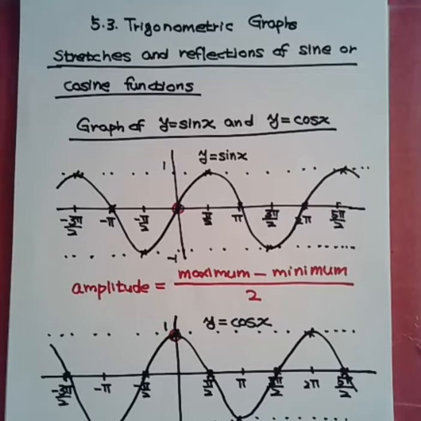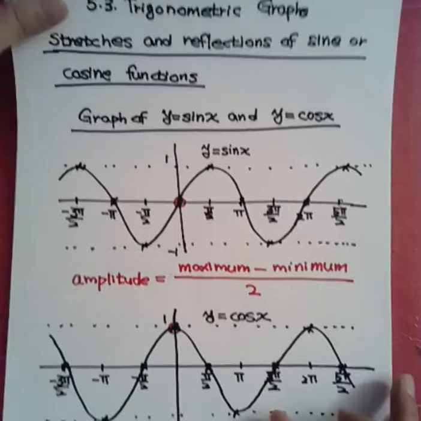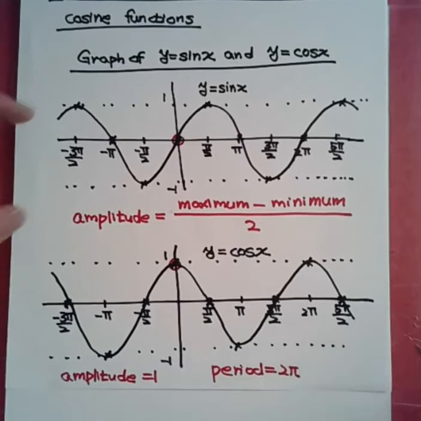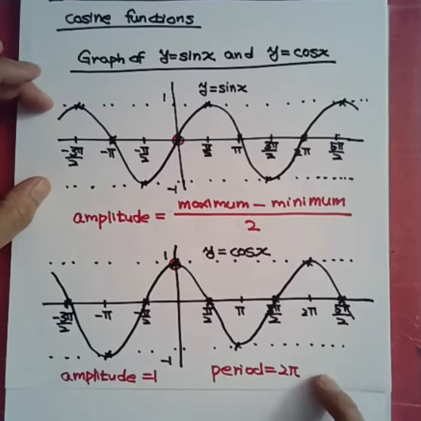In the previous lecture, we learned about how to graph sine and cosine functions. Both sine and cosine functions are wave functions, which oscillate between -1 and 1. The period of both functions is 2 pi.